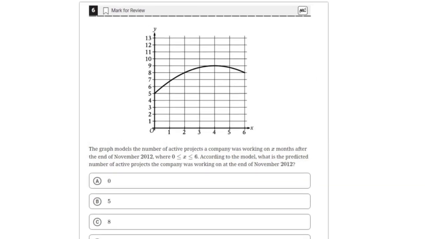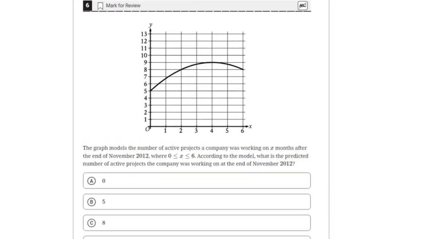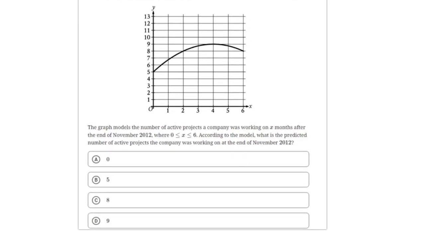Okay, the graph models the number of active projects a company was working on X months after the end of November 2012, where X goes from 0 to 6. Okay, cool. According to the model, what is the predicted number of active projects the company was working on at the end of November 2012?